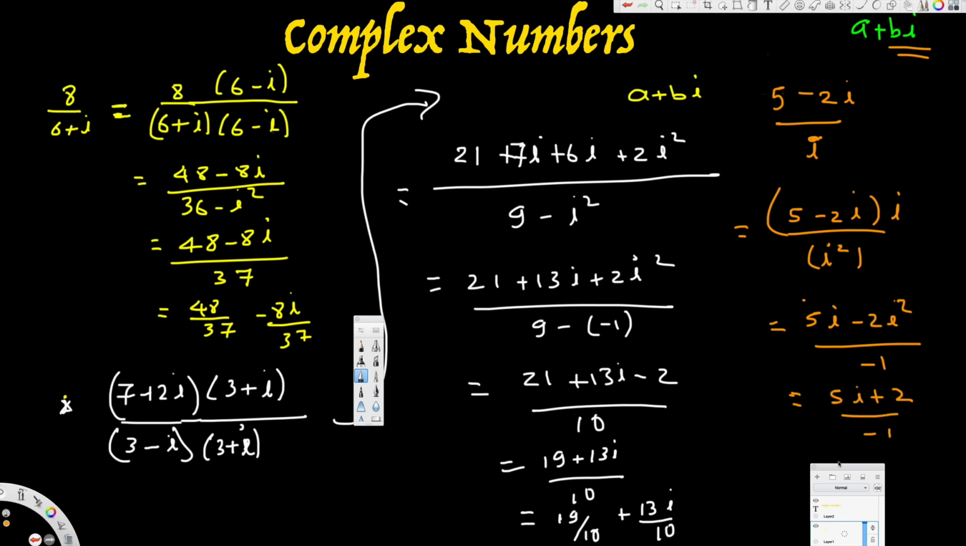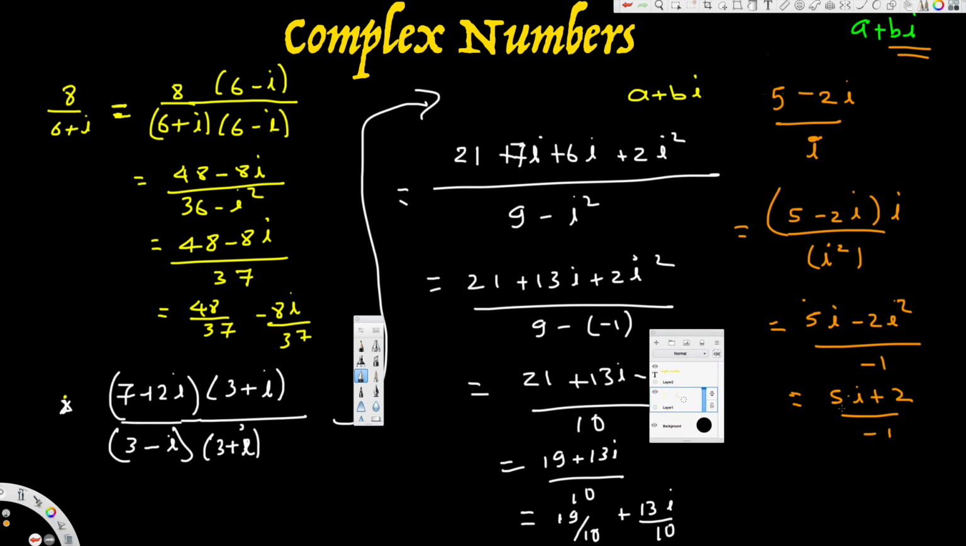Now we have to give it in a standard form, that is a plus bi form. So when you divide this one by negative 1, the whole thing becomes negative, like this will become negative 2, negative 5i. That's our final answer. Now let's look at one more and we are done.